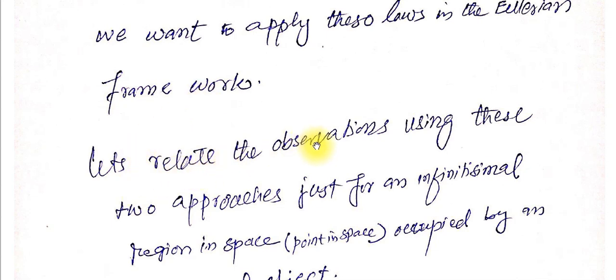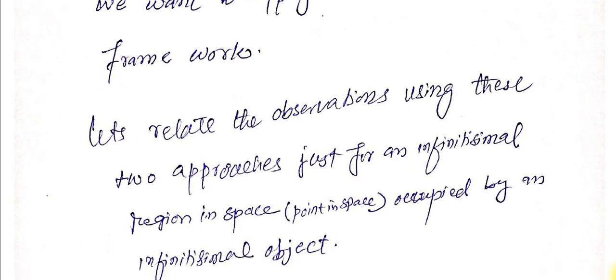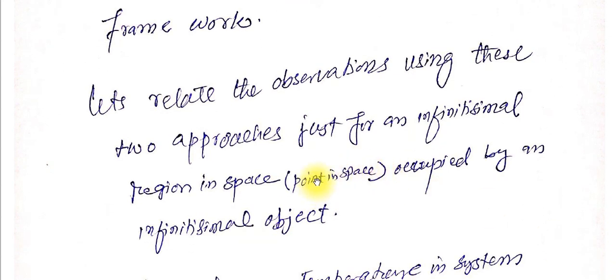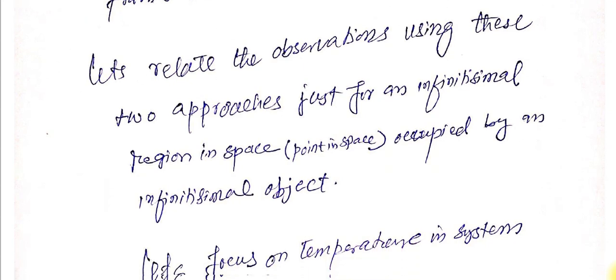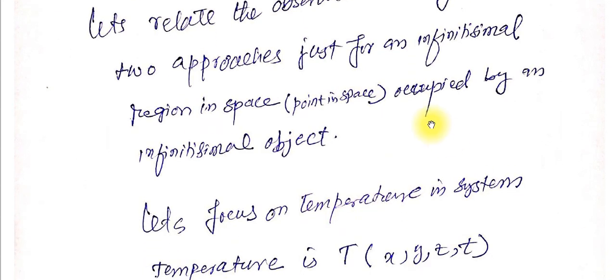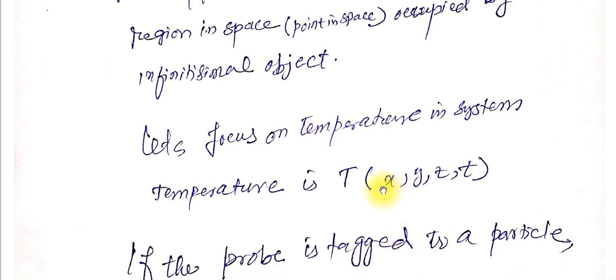Let's relate the observations using these two approaches just for an infinitesimal region in space, a point in space, which I have already shown is just a point occupied by an infinitesimal object. We consider a region, in other words, just like a point, and that point is occupied by an infinitesimal object. Let's focus on the temperature in the system. Temperature is a function of space variables as well as time.